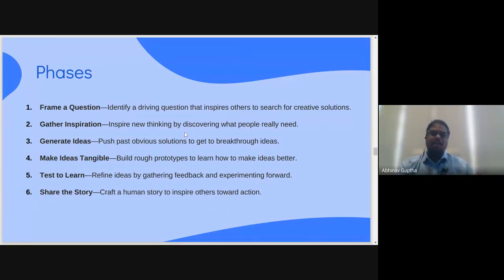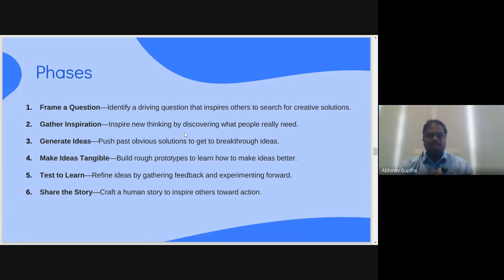So everything starts first with framing a question. You have to frame the most appropriate question. See, the solution starts by framing a question, right? Asking the right question is also very important. So go to Coursera, you'll find tons of courses only to tell you how to frame a question, right? So identify the driving question that inspires others to search for creative solutions.